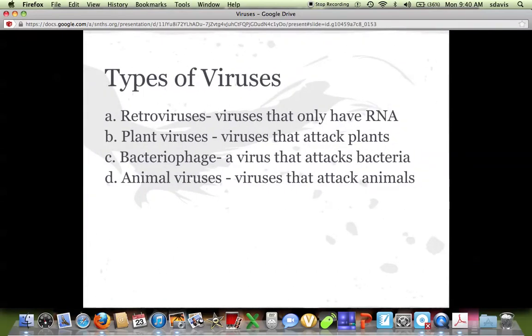And so just to go back, I slightly touched on this earlier, there are different types of viruses. There are RNA viruses and retroviruses. Those are viruses that only have RNA. They can attack animals and plants. Then we have viruses that specifically attack plants. We have viruses that attack bacteria that are called bacteriophages. And then there are animal viruses which attack animals or humans. And that's it.